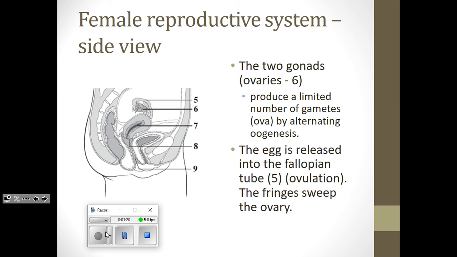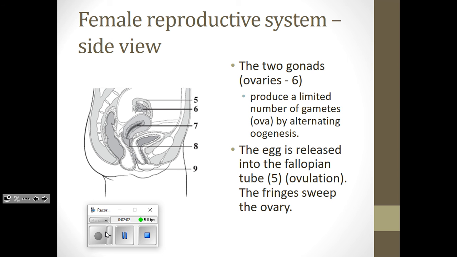By alternating oogenesis. What is supposed to happen is that about once a month, each ovary will release an egg, but alternating. So one month it'll be the left one, the other month it'll be the right one. Now the egg, once it's released, is released into the fallopian tube, which is number 5. So you can see this tube-like structure that starts at the ovary and then kind of loops around. That's the fallopian tube. Now, there's one fallopian tube on each side, so this would be another structure that there are two of. The process of the egg being released is called ovulation.